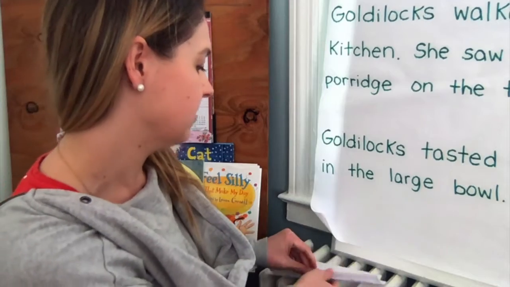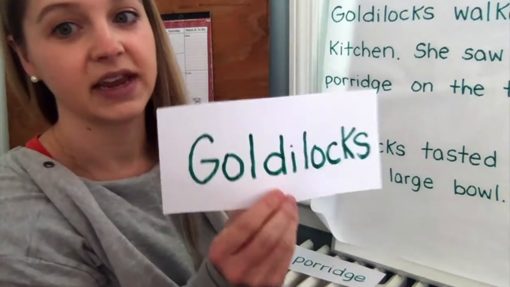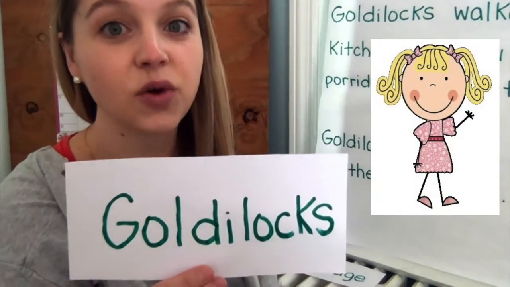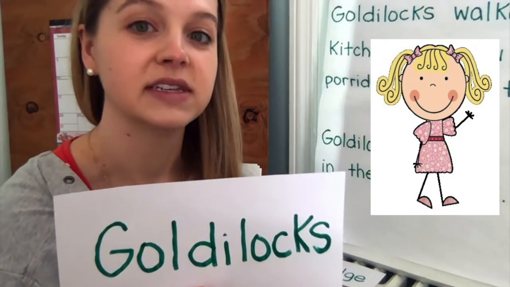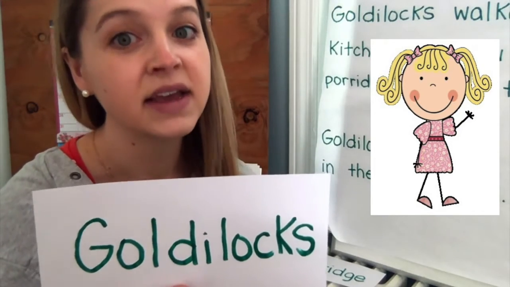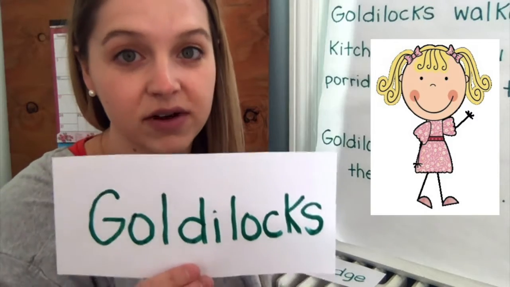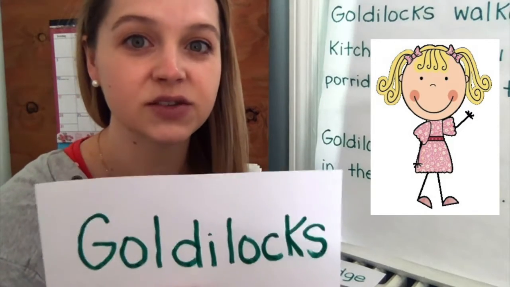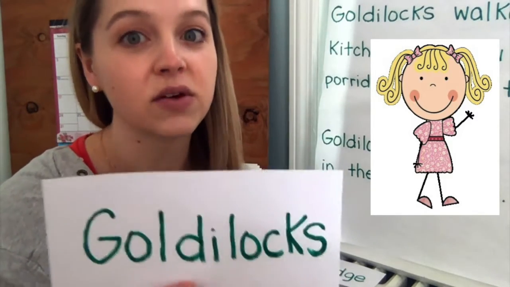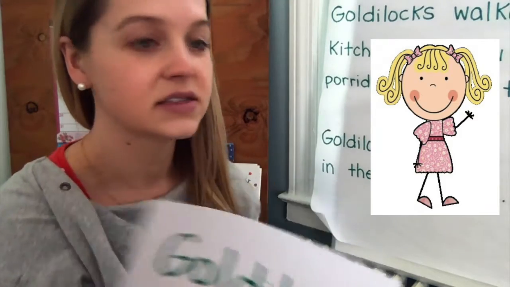The first vocabulary word is the name of one of the characters, and this is Goldilocks. This is a word we're going to see over and over again. It's the name of the main character in this story. So when you see this word in the reading today, we can remember that this says Goldilocks.